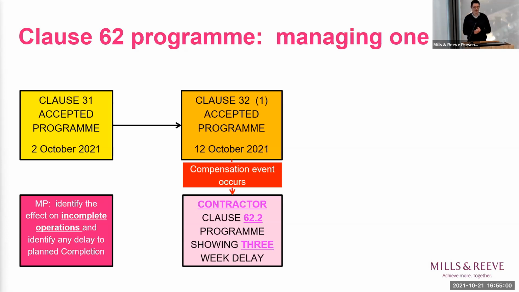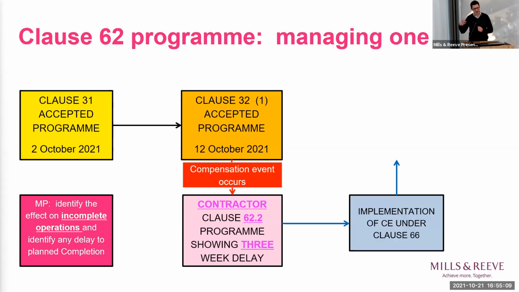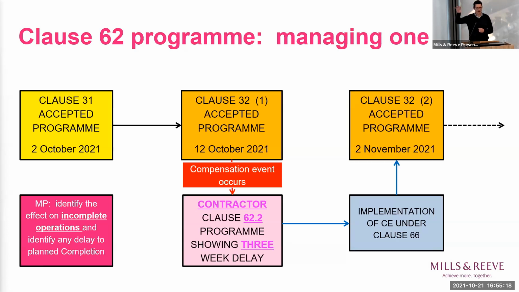But if we assume it's a fairly simple event and it's pretty clear that the planned completion is kicked out by 3 weeks due to this compensation event, then the project manager implements the 62 program under clause 66 of the NEC, and that is then baked in to the next accepted program, which is part of the day-to-day regime, which Alex looked at. And the NEC works quite well for a standalone, fairly simple compensation event.